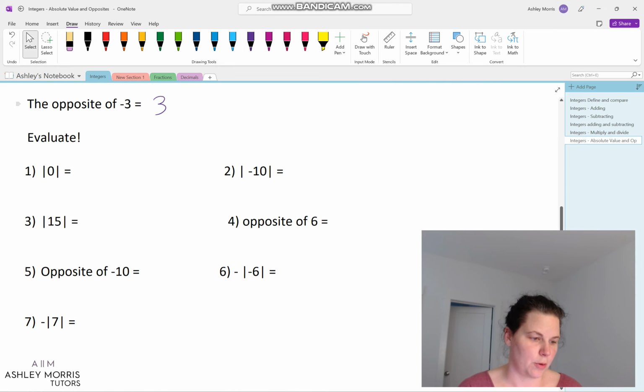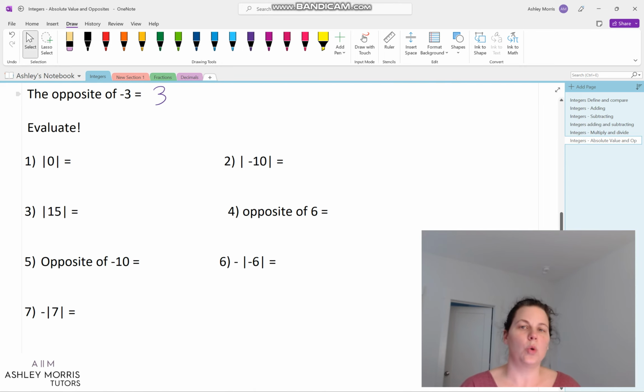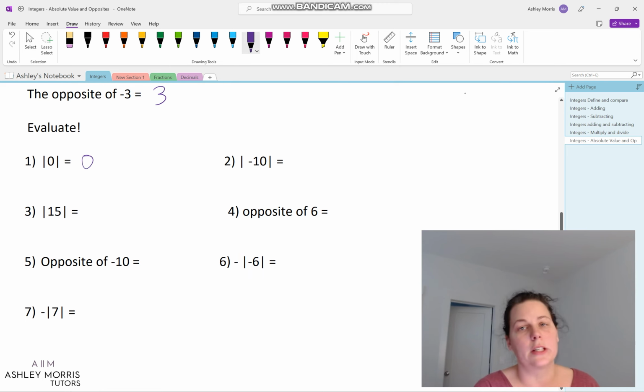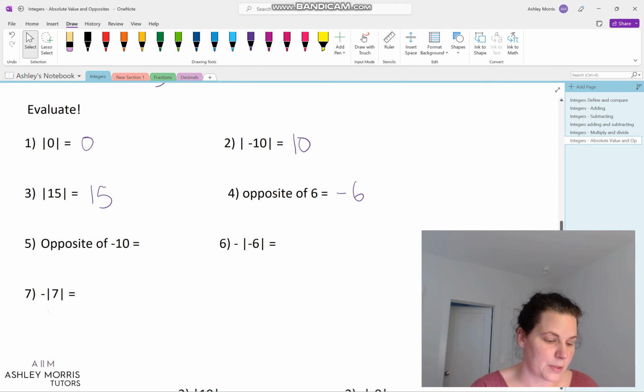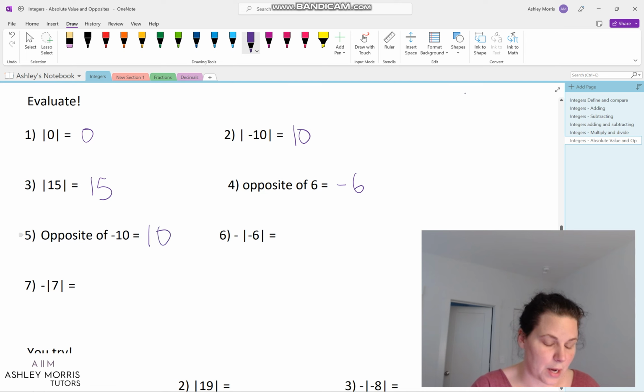Let's try a couple. The absolute value of 0. Ooh, 0 isn't positive or negative, so that time it's just going to be 0. Or if you think about it, how far is 0 from itself? It's 0 units from itself. The absolute value of negative 10, positive 10. The absolute value of 15, 15. The opposite of 6, negative 6. The opposite of negative 10 is positive 10.